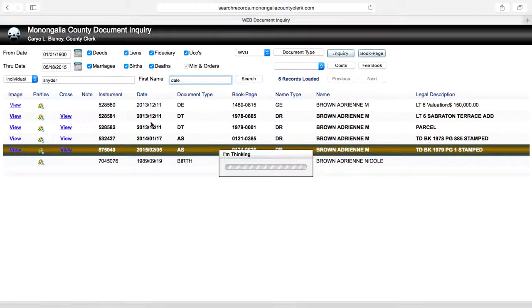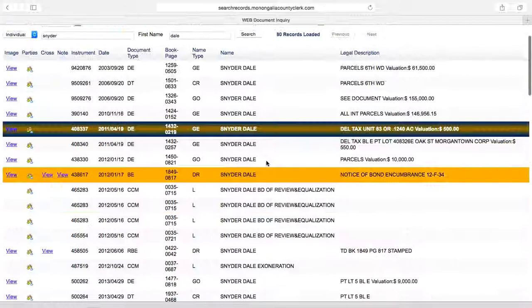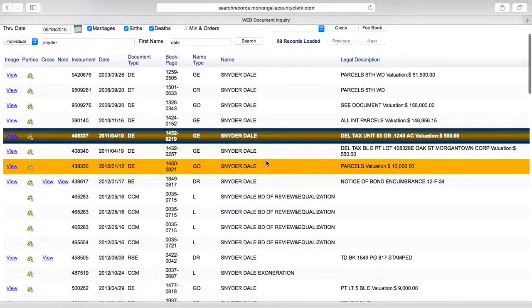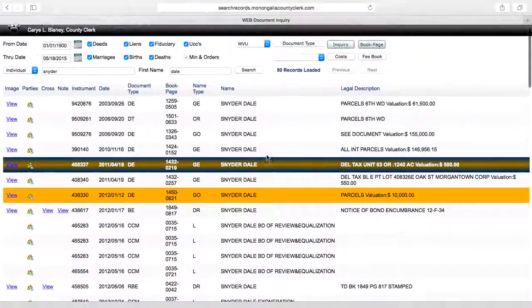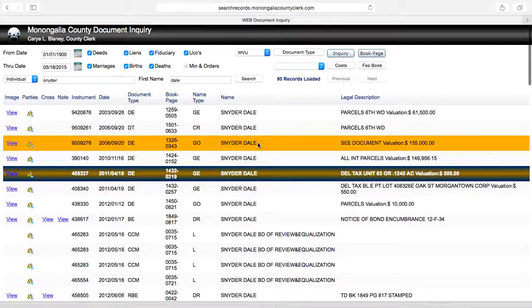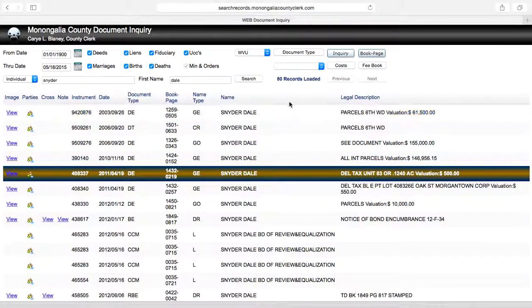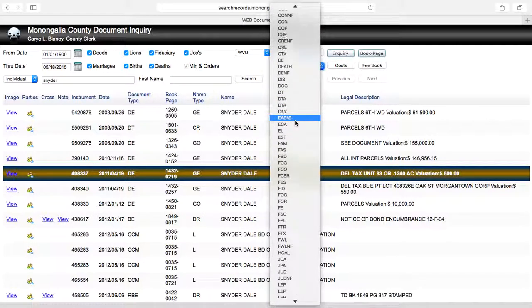And I'm going to put his name in there, and you're going to see a ton of documents come up. Obviously, we don't have time in this video to go through all of these, but you would. You would go through all of these that are associated with Dale Snyder during a particular time period and anything that pertains to the property. Okay? Now, these folks, nothing really came up that was a judgment or anything. So let's just look and see what judgments look like.